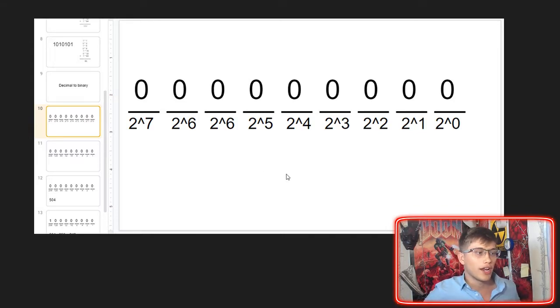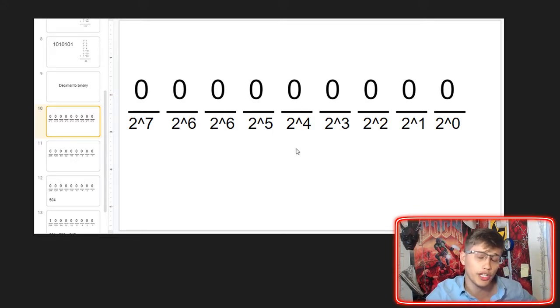So when I think about a binary number, it's essentially just different slots, right? Different columns, ones, tens, hundreds. But this time they represent 2 to the 0, 2 to the 1, 2 to the 2. Just like a decimal represents 10 to the 0, 10 to the 1, 10 to the 2. So when we're converting a decimal to binary, we just need to figure out how we're going to fill in these columns.